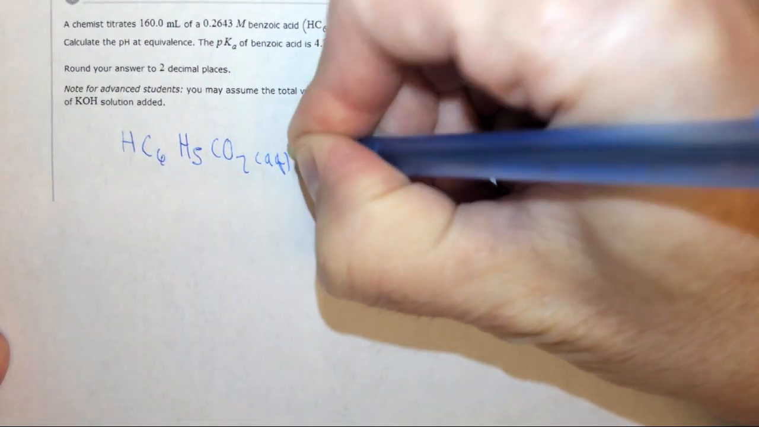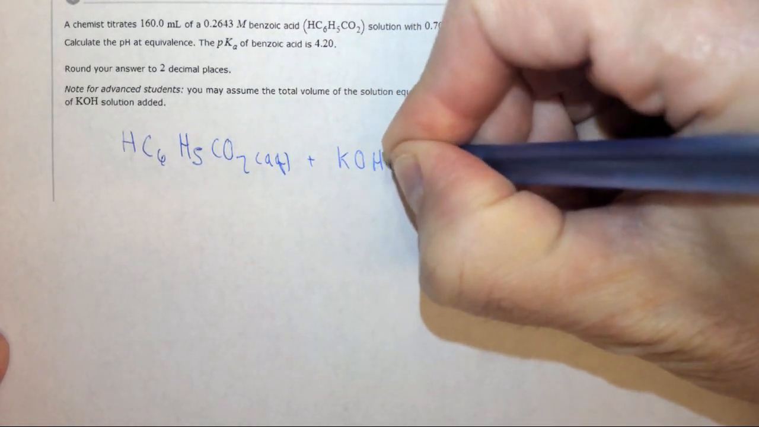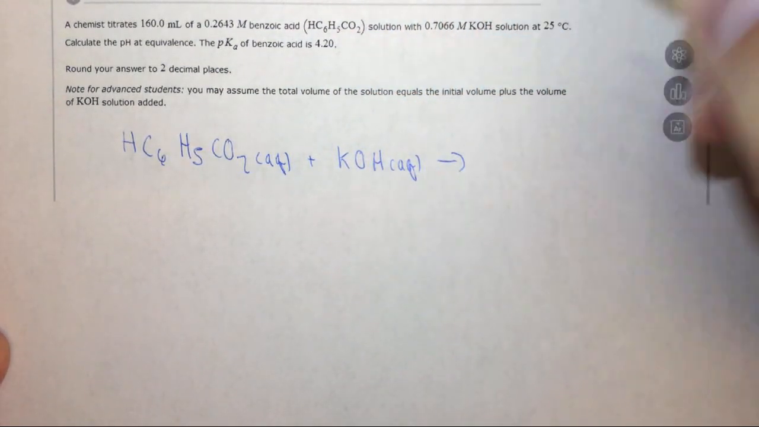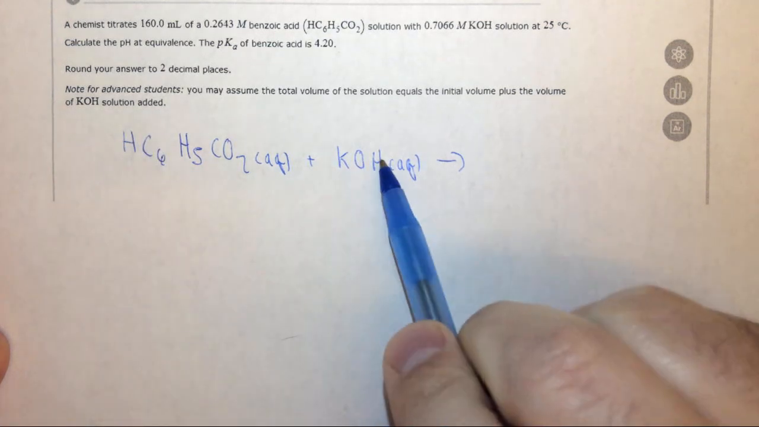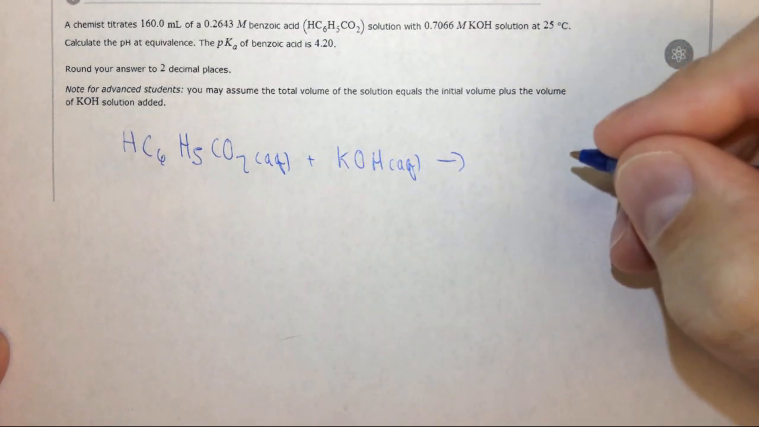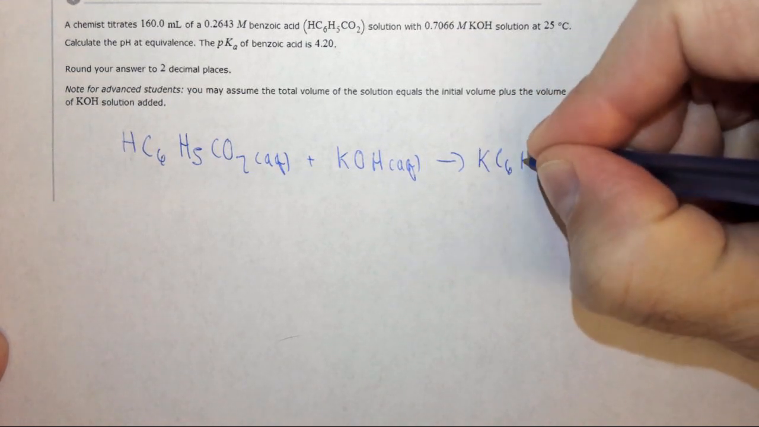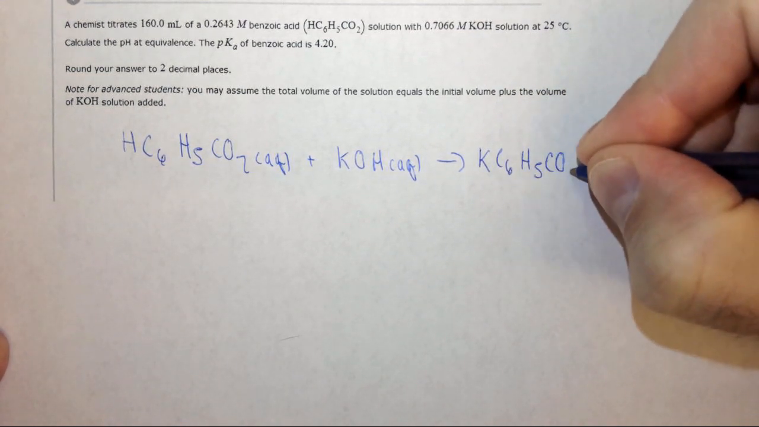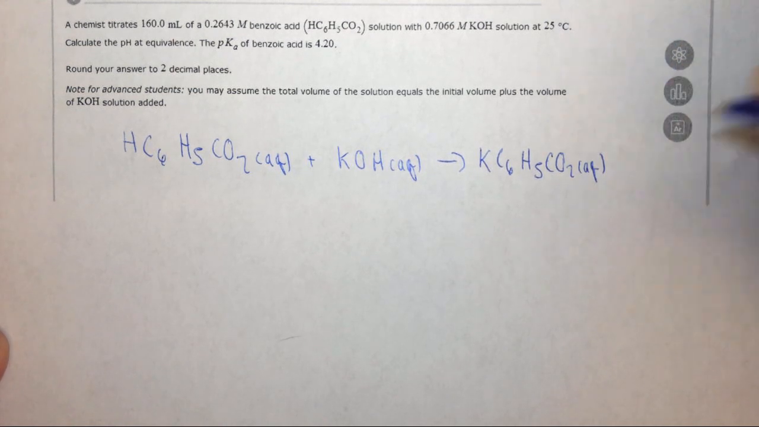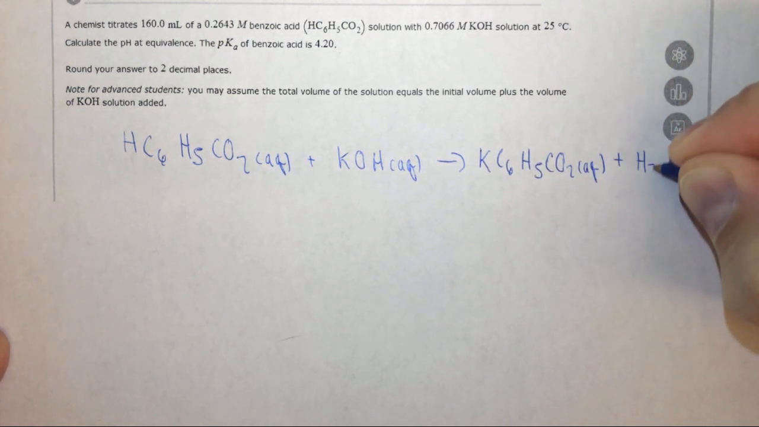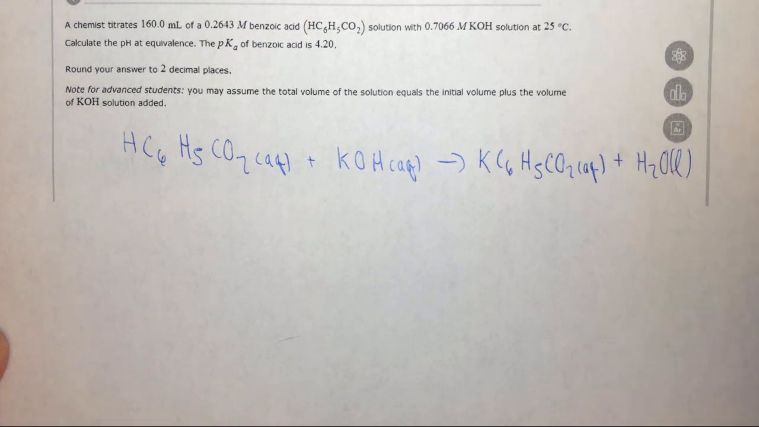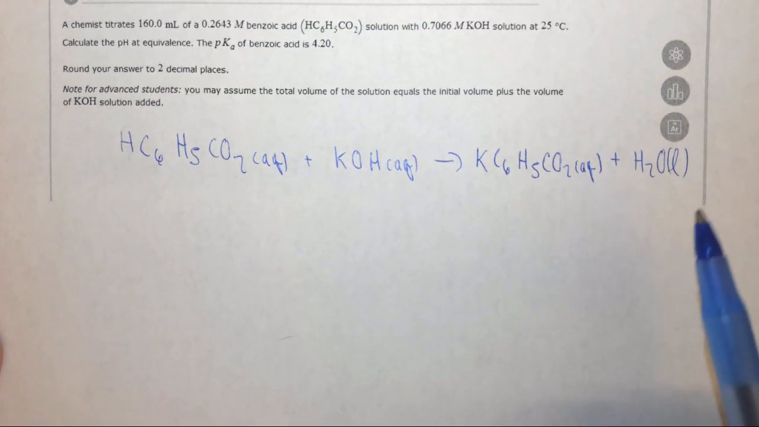So the reaction is HC6H5CO2 aqueous plus KOH aqueous yields, H goes with OH to form water, and K goes with benzoate, so we get KC6H5CO2 aqueous plus H2O liquid. So this is our reaction.